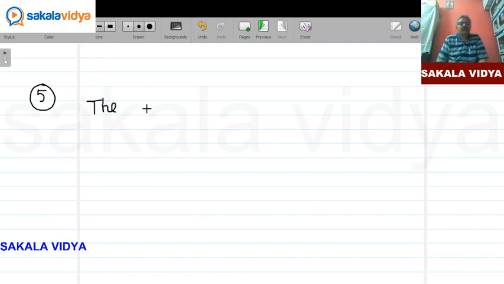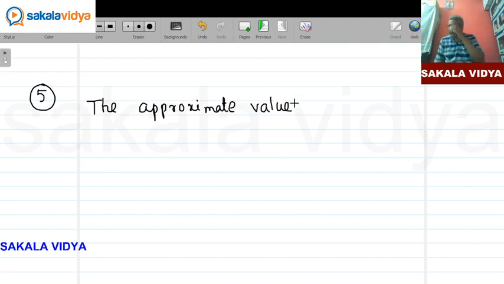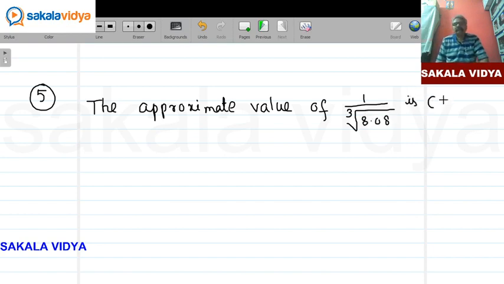The approximate value of 1 by cube root of 8.08 is, this is the question.